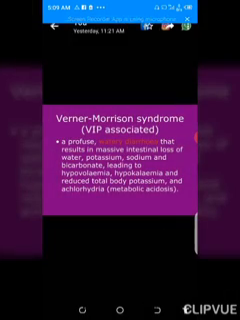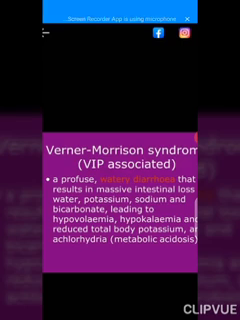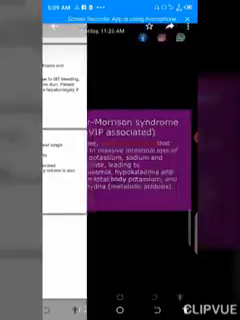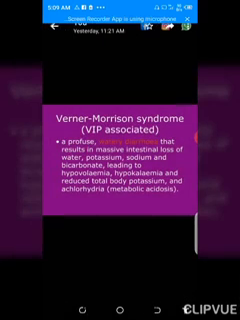Then the next thing we want to talk about is what we call Werner-Morrison syndrome. When you hear Werner-Morrison syndrome, just think of VIPomas. When you hear Zollinger-Ellison syndrome, you think about gastrinoma. When you hear Werner-Morrison syndrome, what should you think about?